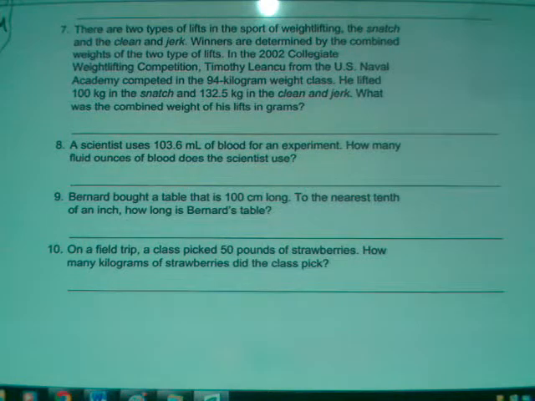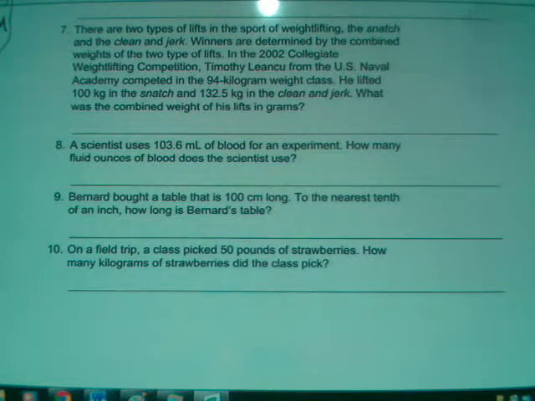All right, let's continue on with question number 7. There are 2 types of lifts in the sport of weightlifting, the snatch and the clean and jerk. Winners are determined by the combined weights of the 2 types of lifts. In the 2002 collegiate weightlifting competition, Timothy Liansu from the U.S. Navy Academy competed in the 94 kilogram weight class. He lifted 100 kilograms in the snatch and 132.5 kilograms in the clean and jerk. What was the combined weight of his lifts in grams?